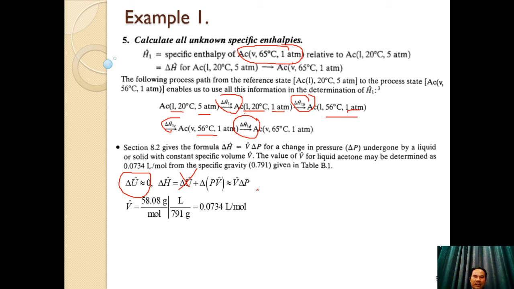And then you can calculate enthalpy. For this case, we know the volume. We multiply the molecular weight of acetone and divide by density. This is the molecular weight of acetone, and this is the density of acetone. You get specific volume, 0.0734 liters per mole, for the first step.